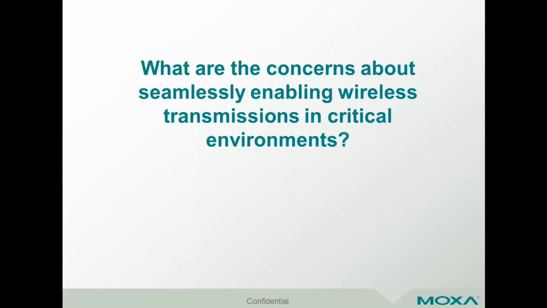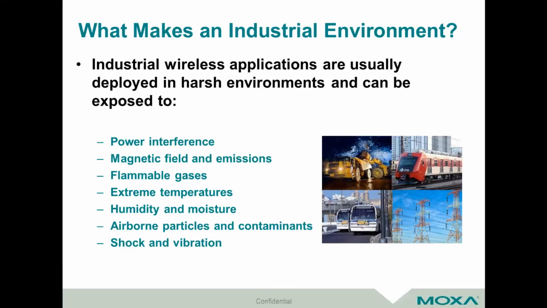So we're going to go into a few concerns about seamlessly enabling wireless transmissions in critical environments. First off, we like to tell people, well, what exactly makes an industrial environment? There are many different definitions. Here we typically define an industrial environment as an environment where a wireless network can be exposed to many different things, and these include power interference, magnetic field and emissions, also referred to as EMI, flammable gases, and very extreme temperatures, whether that's in the oil fields of Saudi Arabia or the snow fields of Alaska, humidity and moisture. Many industrial devices can also be completely water resistant, so if you have a washdown or an outdoor environment, that's typically considered to be very industrial as well.